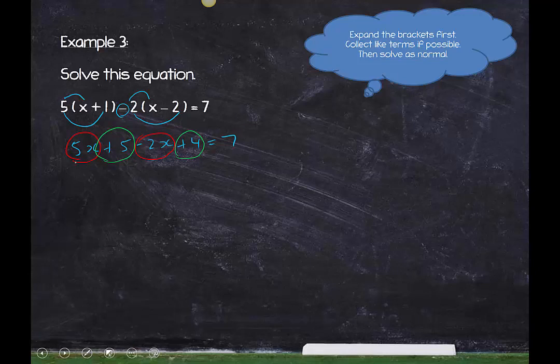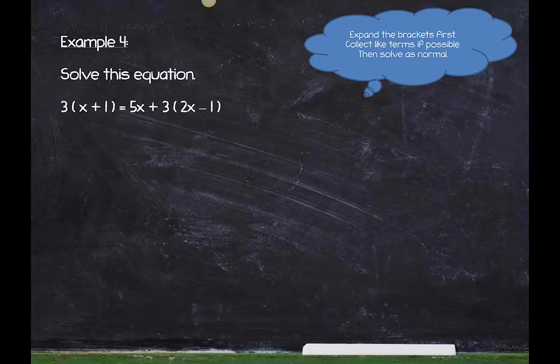So 5x take away 2x is 3x. 5 plus 4 is 9 equals 7. What is the opposite to plussing 9? It is take off 9. So 3x equals, that crosses out. 7 take away 9 is minus 2. Now we need to divide by 3. X equals minus 2 on 3.